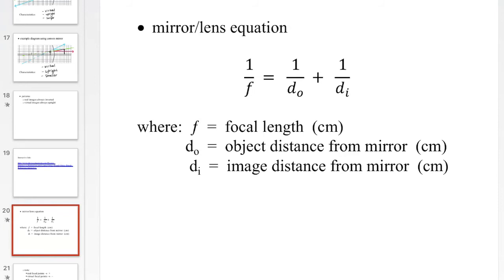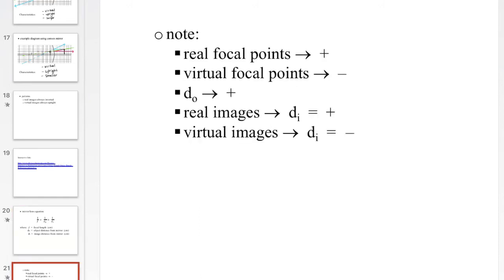So we do have this mirror and lens equation, and this is on your data sheet, and that is 1 divided by the focal point should equal 1 divided by the distance of the object from the mirror plus 1 divided by the distance of the image from the mirror. Now, this is the one time we can all just work in centimeters, or all meters, or all millimeters, because as long as they're all in the same unit, it really doesn't matter. So there you go.